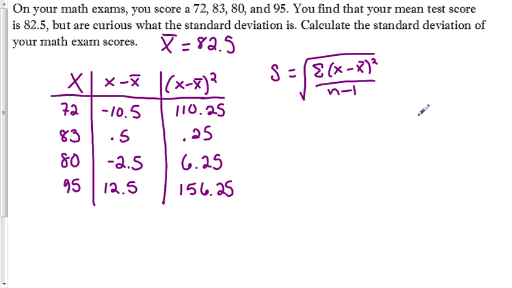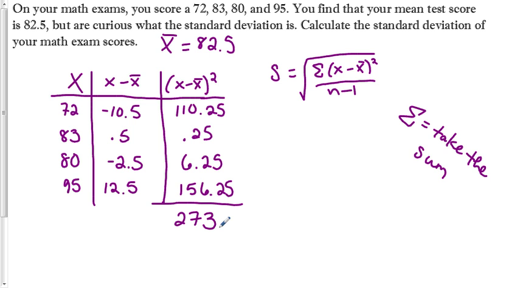Now the formula says after you square those values, we're going to take the sum. So remember that this is a capital sigma, which means to take the sum. So I need the sum of the x minus x bar squared column, which equals 273. Now we have enough information to plug into our formula.